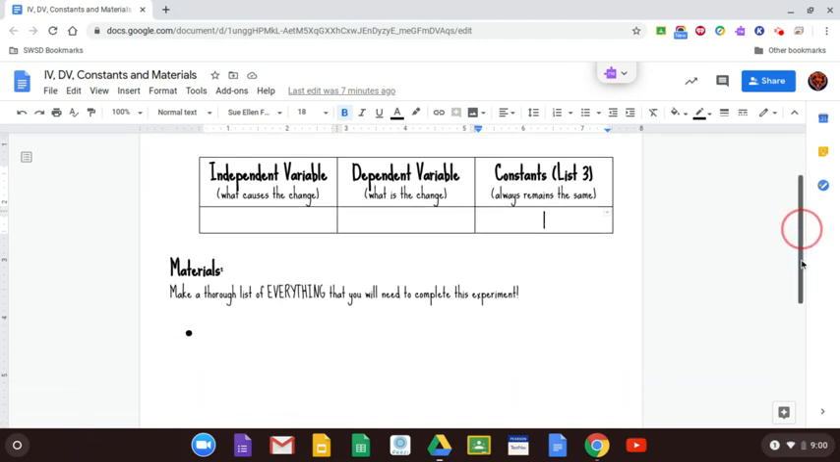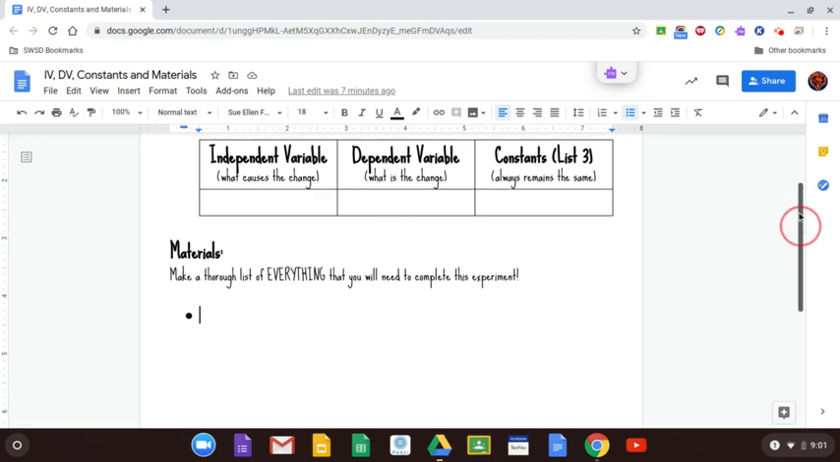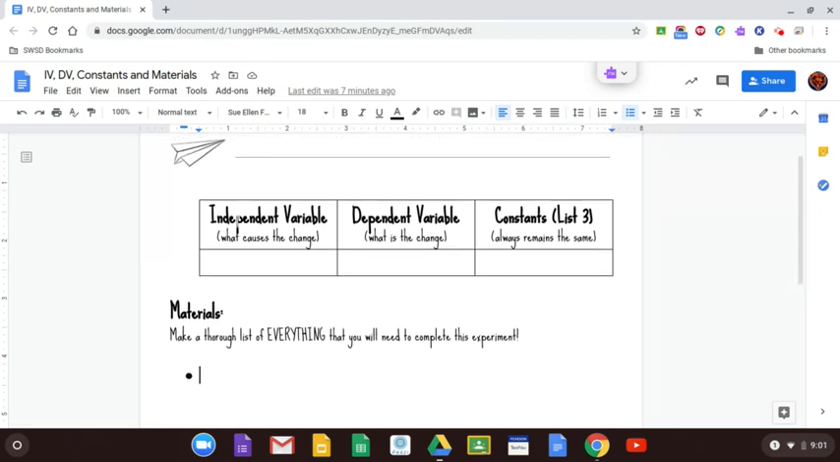And then down here is the materials. So pretty much you're coming up with a list of everything that you think you will need to complete this experiment. This is going to help us when we get to the actual experiment day, which is going to be on Monday. It's going to help us to see what you need to take out, what you need to have ready, etc.